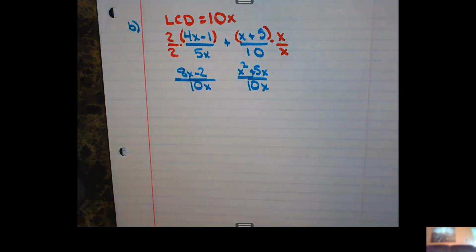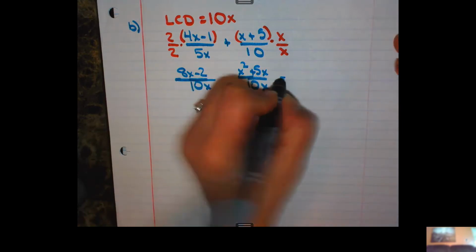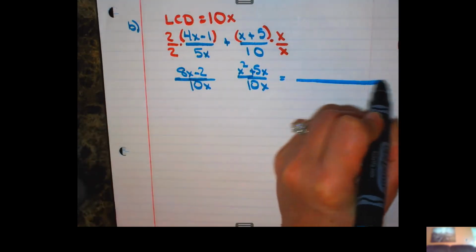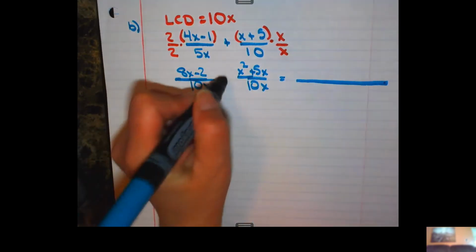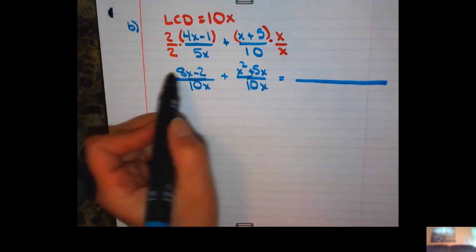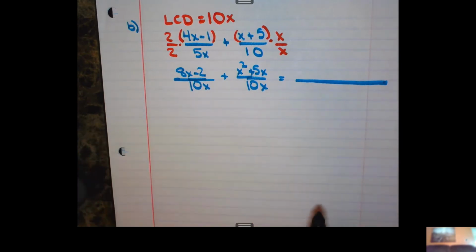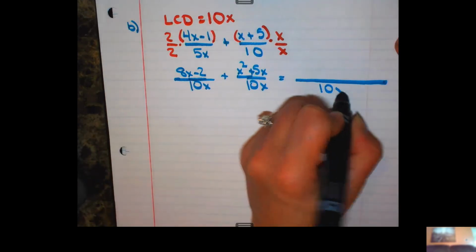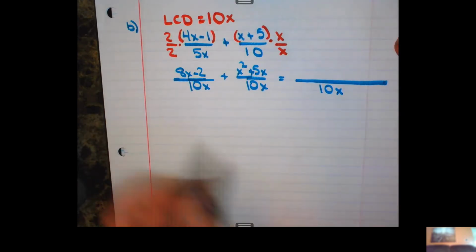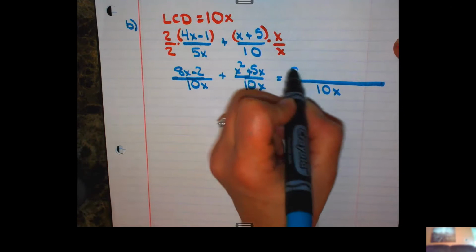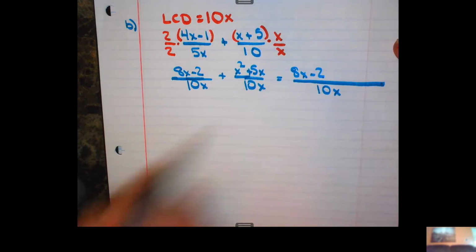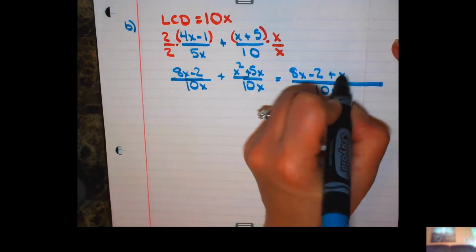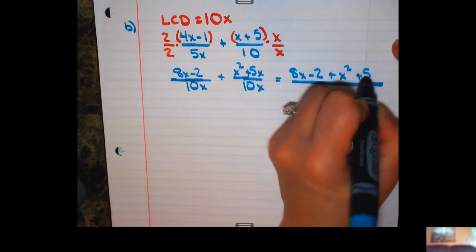Step 3 is to add the numerators and keep the denominator. So I'm going to make a really long fraction. And again, oops, don't forget your little plus. I'm going to write everything out because it will get more complicated when we get to subtraction in a later lesson. So my denominator is going to stay the same, 10x. I don't make it 20x. And now I'm going to bring all my terms over. So we have 8x minus 2 plus x squared plus 5x.